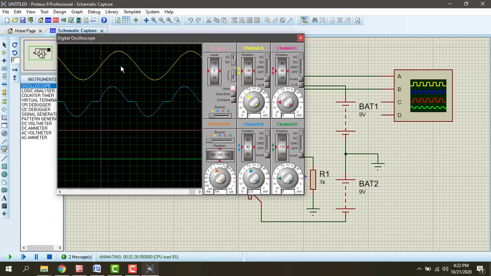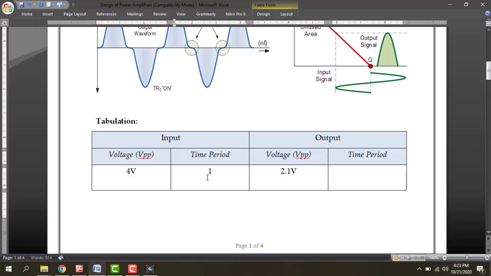So I am going to move 1 box, 2, 3, 4, 5, 5 into 5, 10. So we have 10 boxes on the x-axis, 1, 2, 3, 4, 5 up to 10 boxes. My time division is 1 millisecond. So 10 into 1 millisecond, the total time period is 10 milliseconds. So my time period is 10 milliseconds.